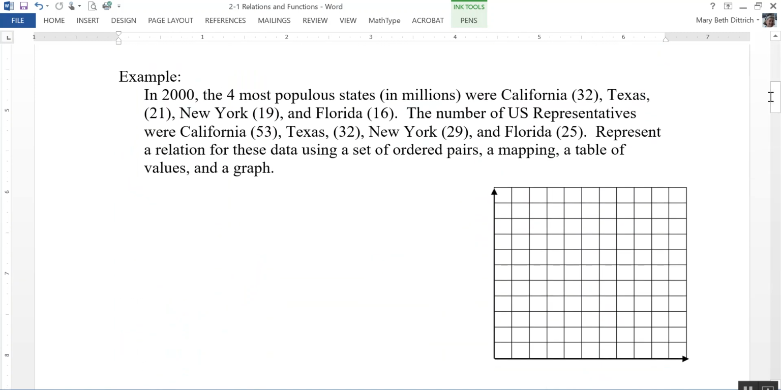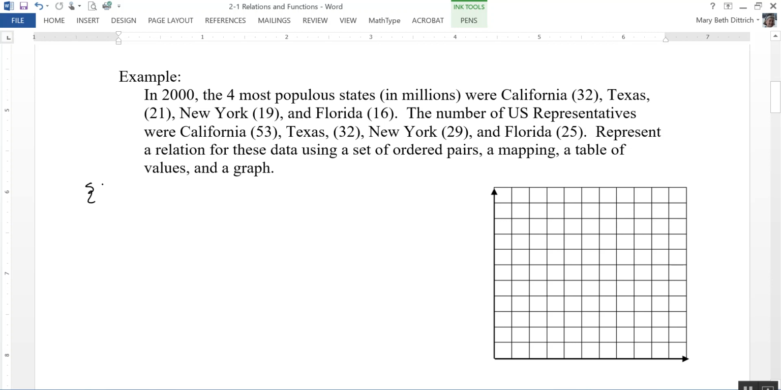So here's an example. In the year 2000, the 4 most populous states in millions were California with 32 million, Texas with 21 million, New York 19 million, and Florida 16 million. And the number of U.S. representatives for California were 35, Texas had 32, New York had 29, and Florida had 25. We need to represent a relation for this data using a set of ordered pairs, a mapping, a table of values, and a graph. So the easiest is probably a set of ordered pairs.